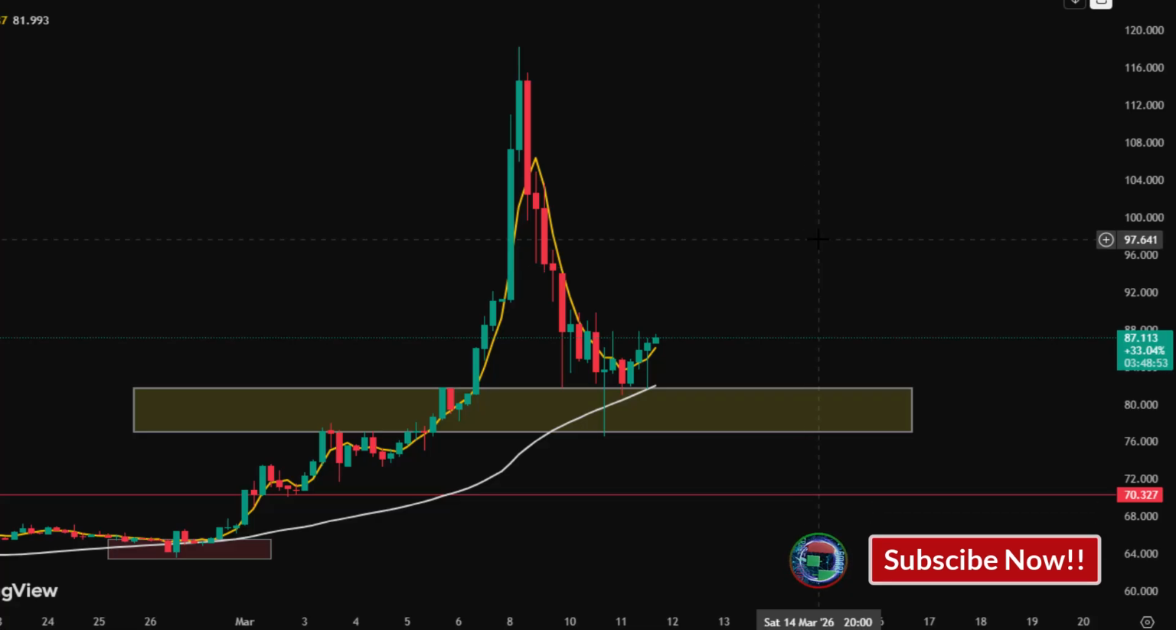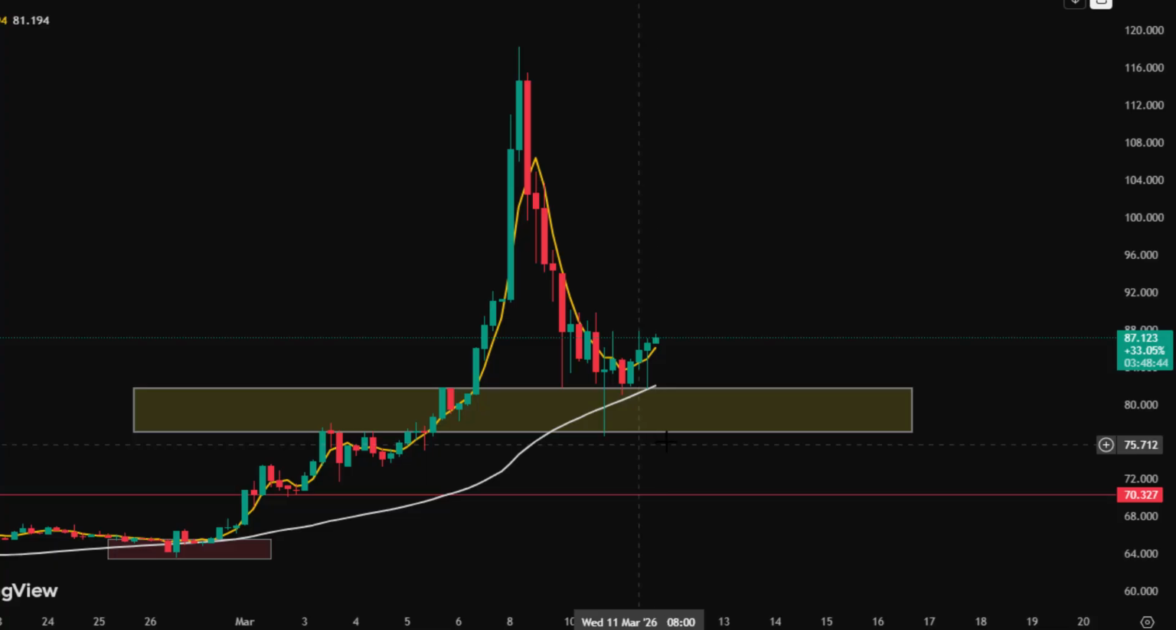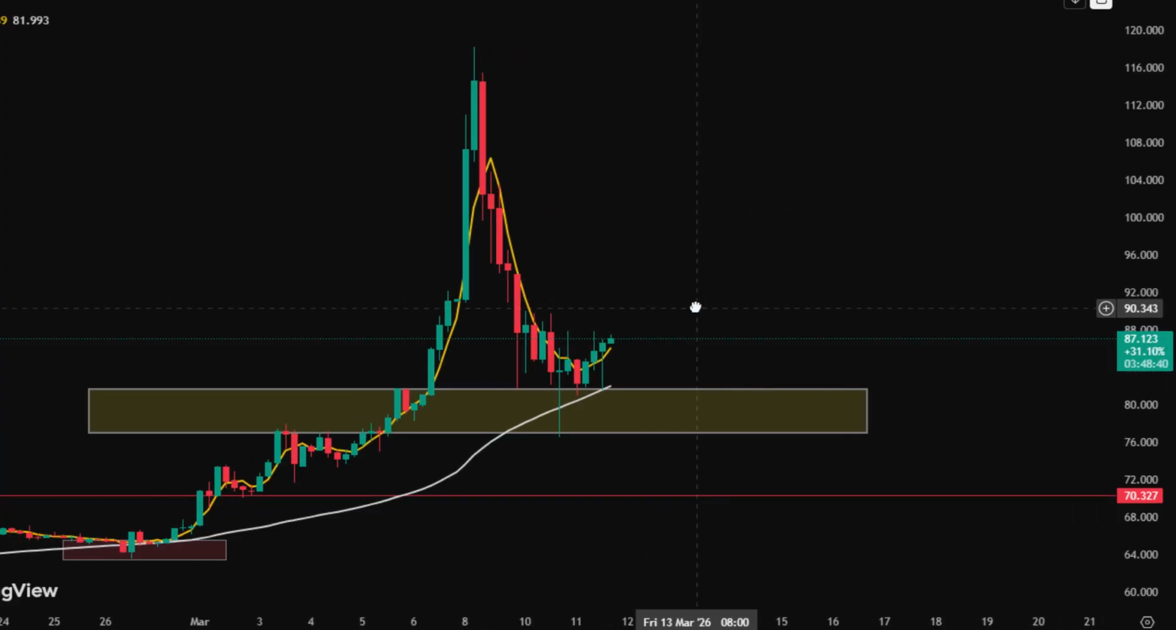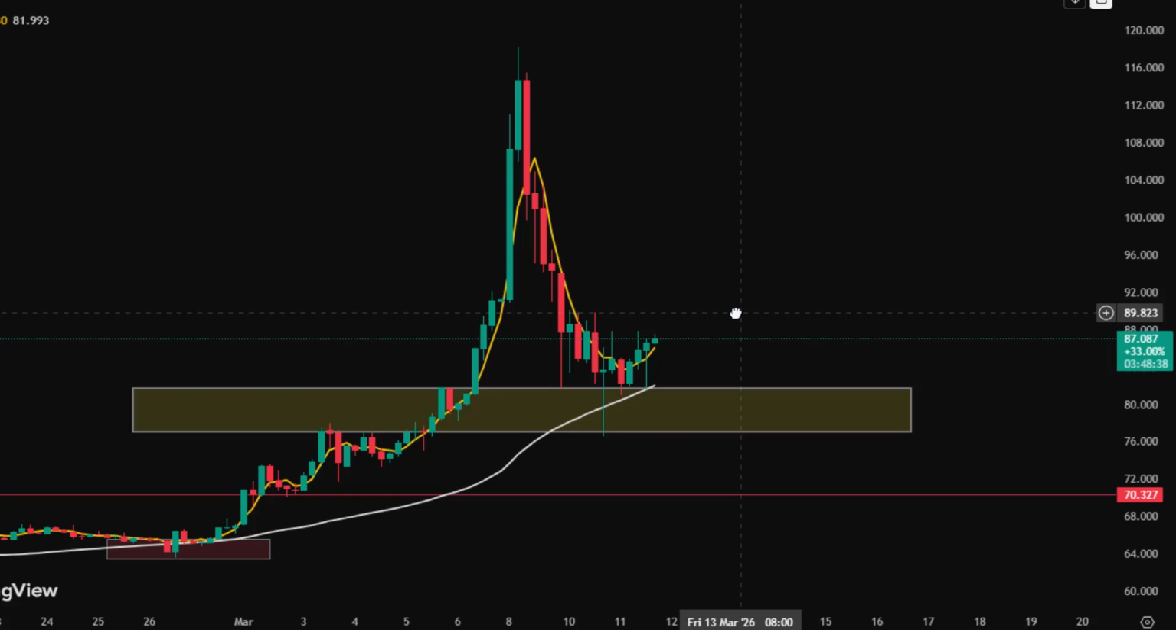But we'll wait and see what the price does in a couple of days. Or if you're the type that is hyperactive, you could actually take a trade, but make sure you set your stop loss below this zone, because at this point you can't guarantee anything based on all the activities going on globally, the US and Iran.